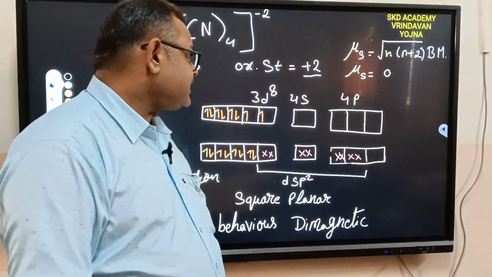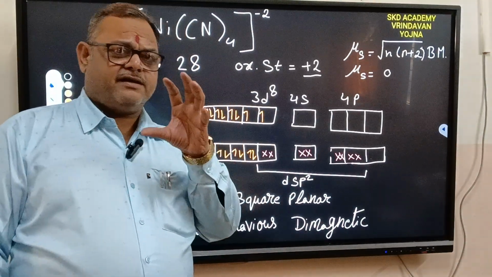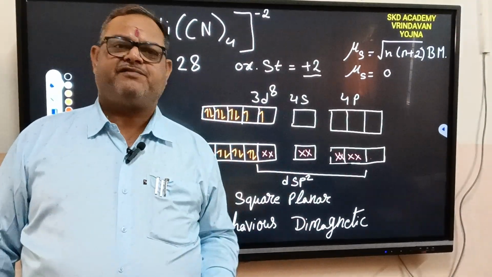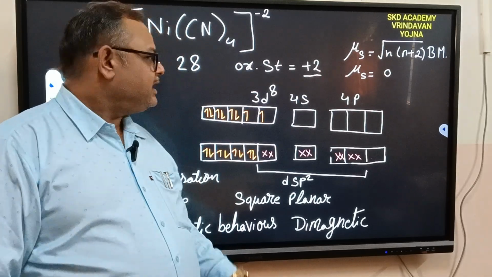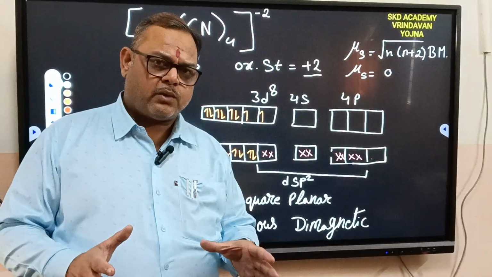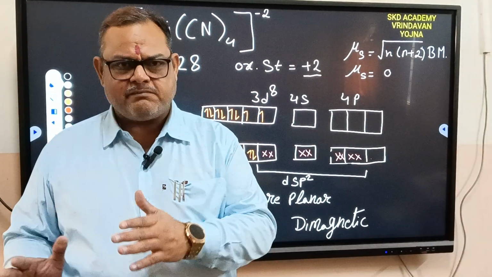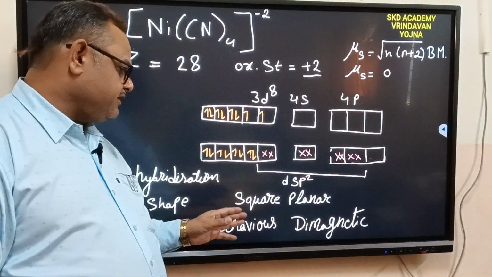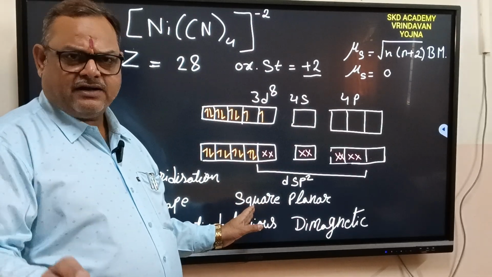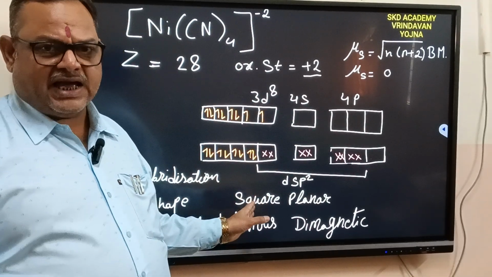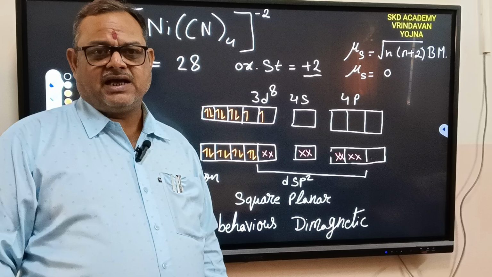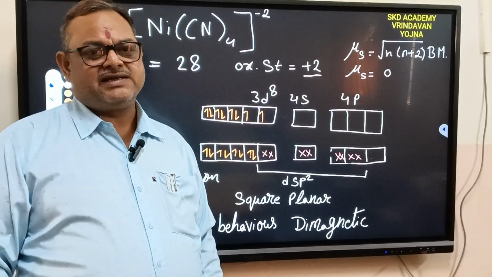But remember, there is a very expected question from this part, where they say we have two complexes of nickel. One is Ni(CO)4 and another is Ni(CN)4. Both are having 4 coordination number, both have the same central metal, but they have different shapes. One is square planar as on the screen, and you can refer to the previous video. We have one more complex, Ni(CO)4, where the hybridization was sp3 and the shape was tetrahedral.